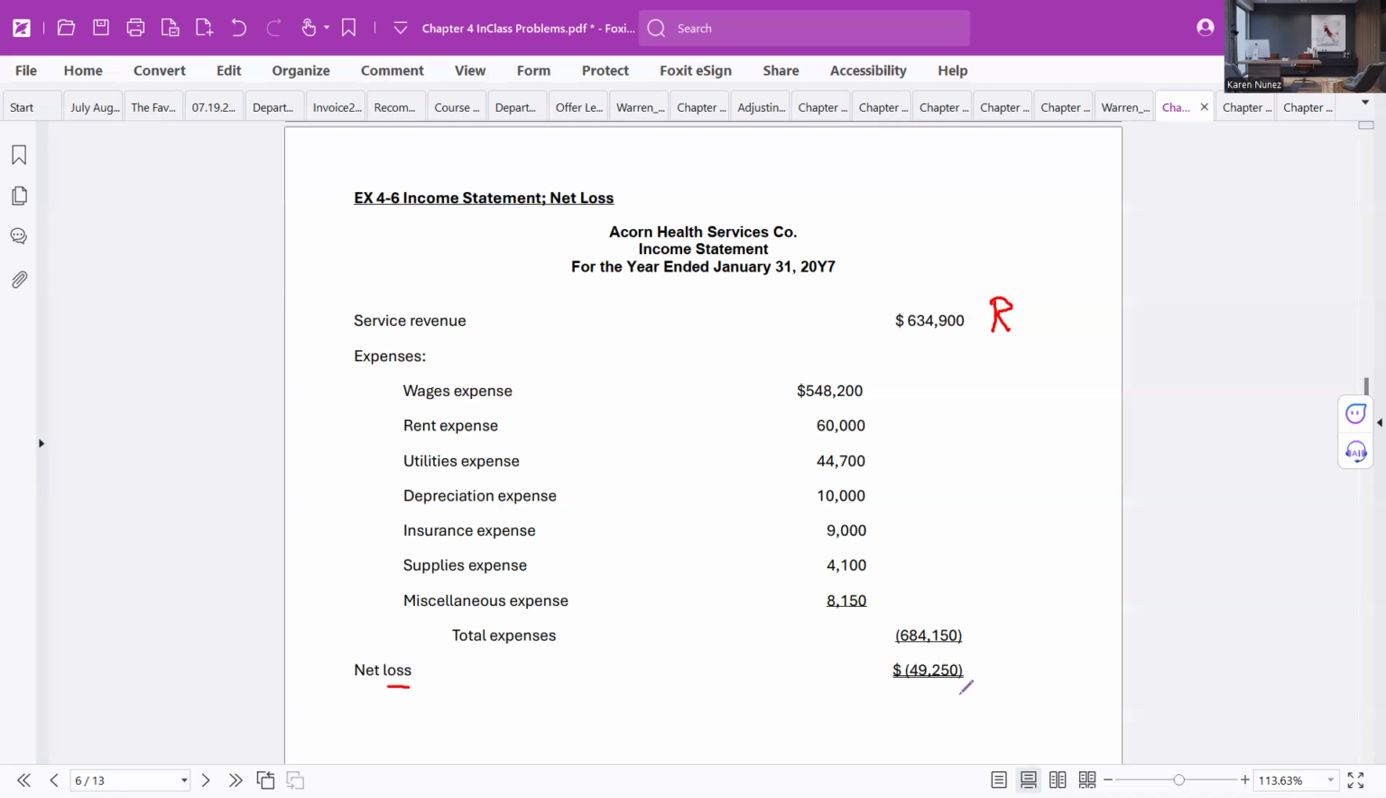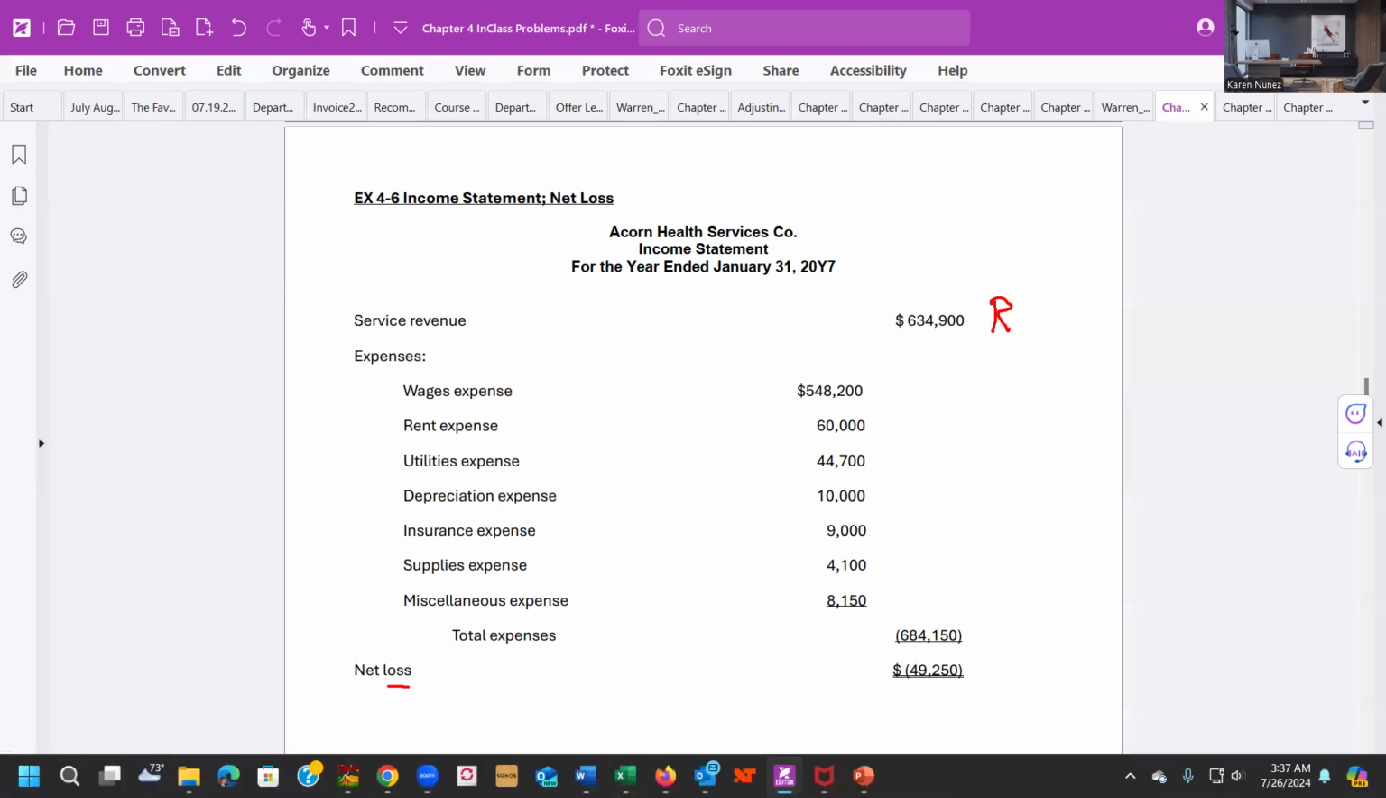So it's just the opposite of what we saw in the last exercise. The expenses exceed the revenue, hence we have a net loss. But the method is the same, right? Summarize revenues, expenses, take the difference between the two. Okay, let's just do one more of these. And then we'll move on to the balance sheet.